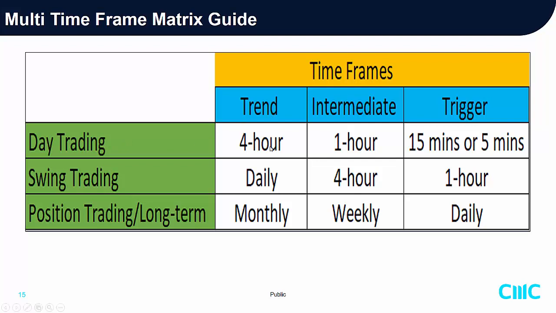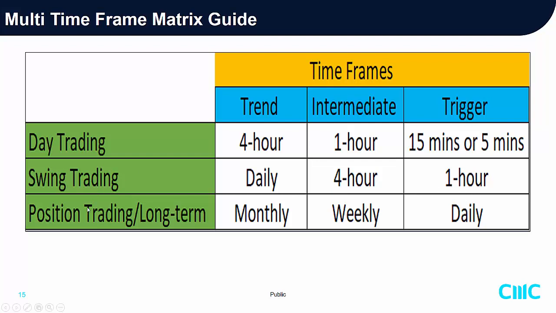So let's say I'm day trading, that means I'm only looking to hold my position during the intraday. The big picture trend will be on the 4-hour time frame. The intermediate will be 1 hour, and the way you trigger your position will be either the 15 minutes or the 5 minutes. So just now I covered more of swing trading. Swing trading may take 1 to 3 days, or even 1 to 3 weeks, between this horizon period. So the big picture time frame will be the daily. Intermediate will be the 4-hour, and the trigger time frame will be the 1 hour.